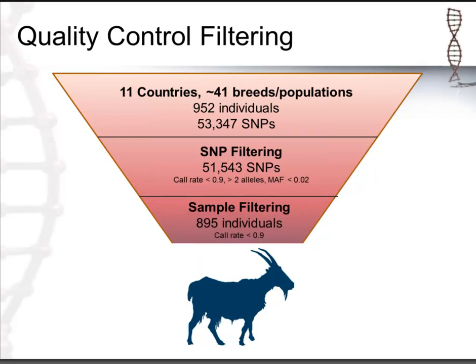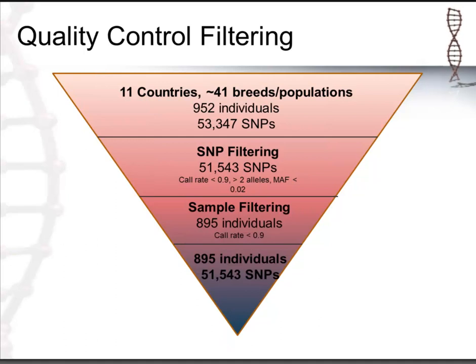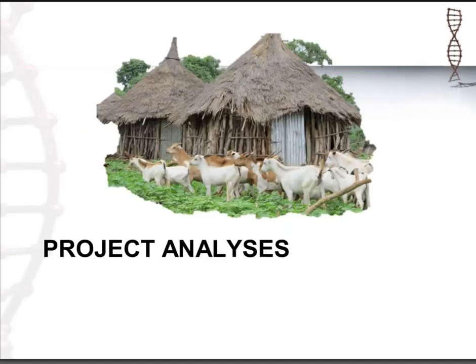And sample filtering, using a 90% call rate for samples, has narrowed it down from 952 individuals to 895. So that leaves us with the analysis that I'm going to show you. We have about 895 animals, and we're using about 51,500 SNPs for our analysis. So the project analysis is really laying the foundation for our project, looking at these different breeds or populations we've sampled, and what is that showing us genetically? Are they actual unique breeds, or how related are those breeds?